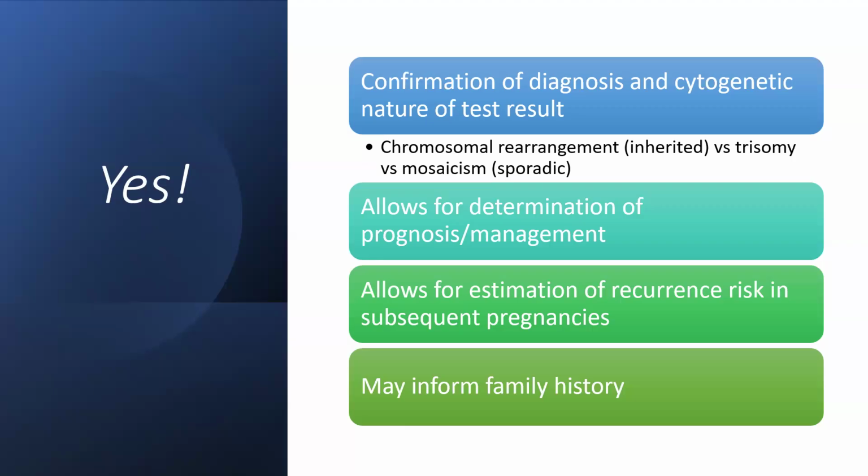Mosaicism can also be detected using diagnostic testing. Mosaicism can sometimes help with determining that maybe the prognosis might not be as significant as if it was a full-blown trisomy. That does get a little tricky, but sometimes having a mosaic result is helpful in explaining why we might not be seeing that level of birth defects or structural differences on an ultrasound. I already mentioned allowing for estimation of recurrence risk in a subsequent pregnancy. And then, of course, informing family history and other first-degree relatives of a potential recurrence risk.